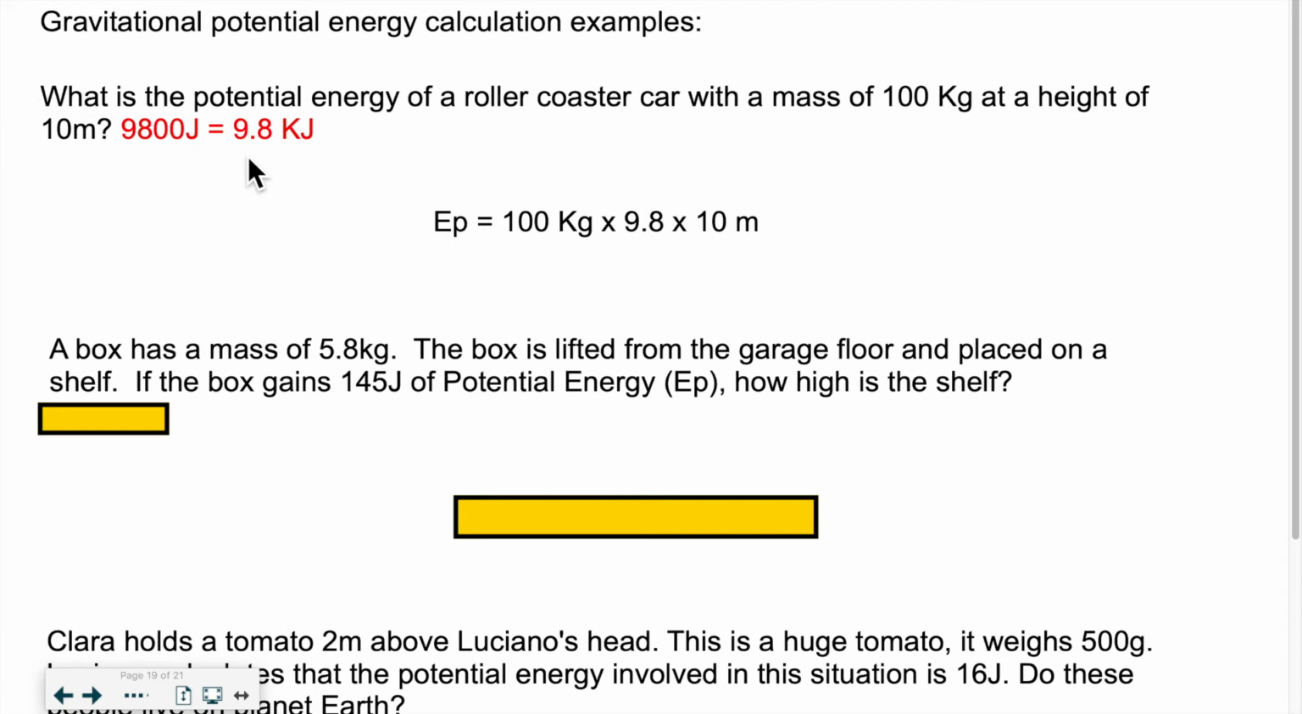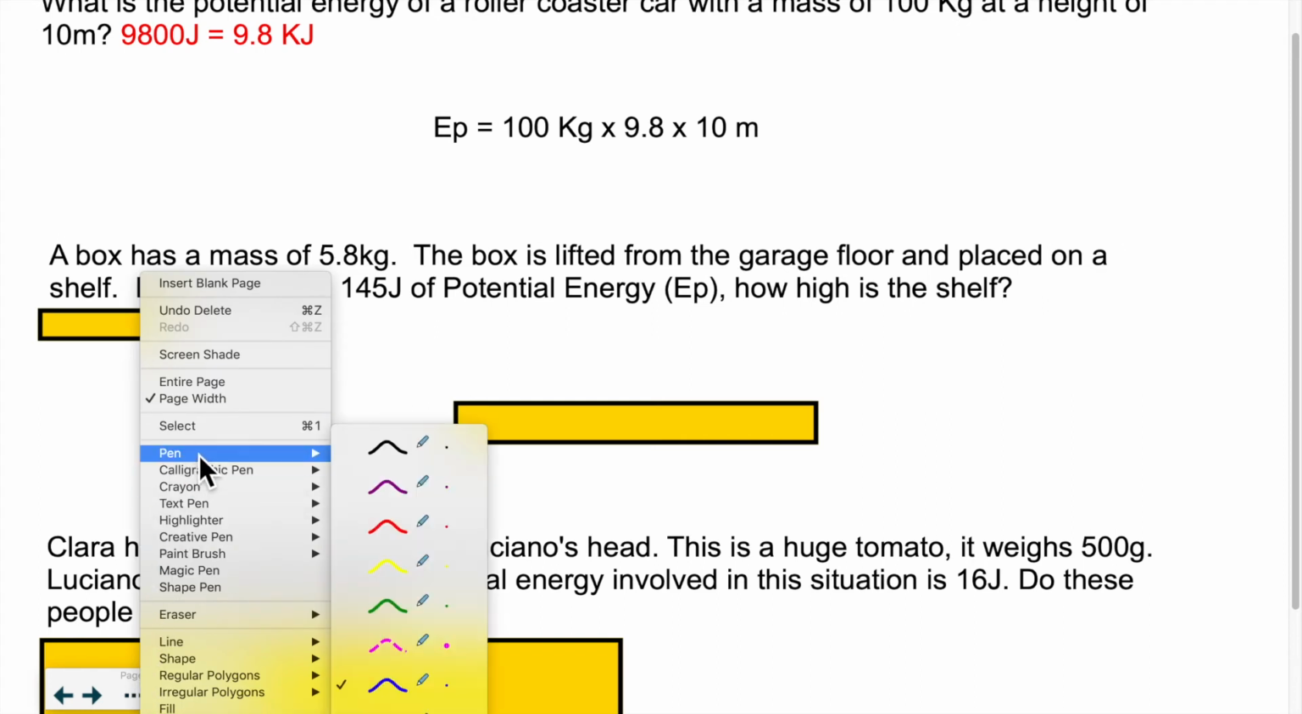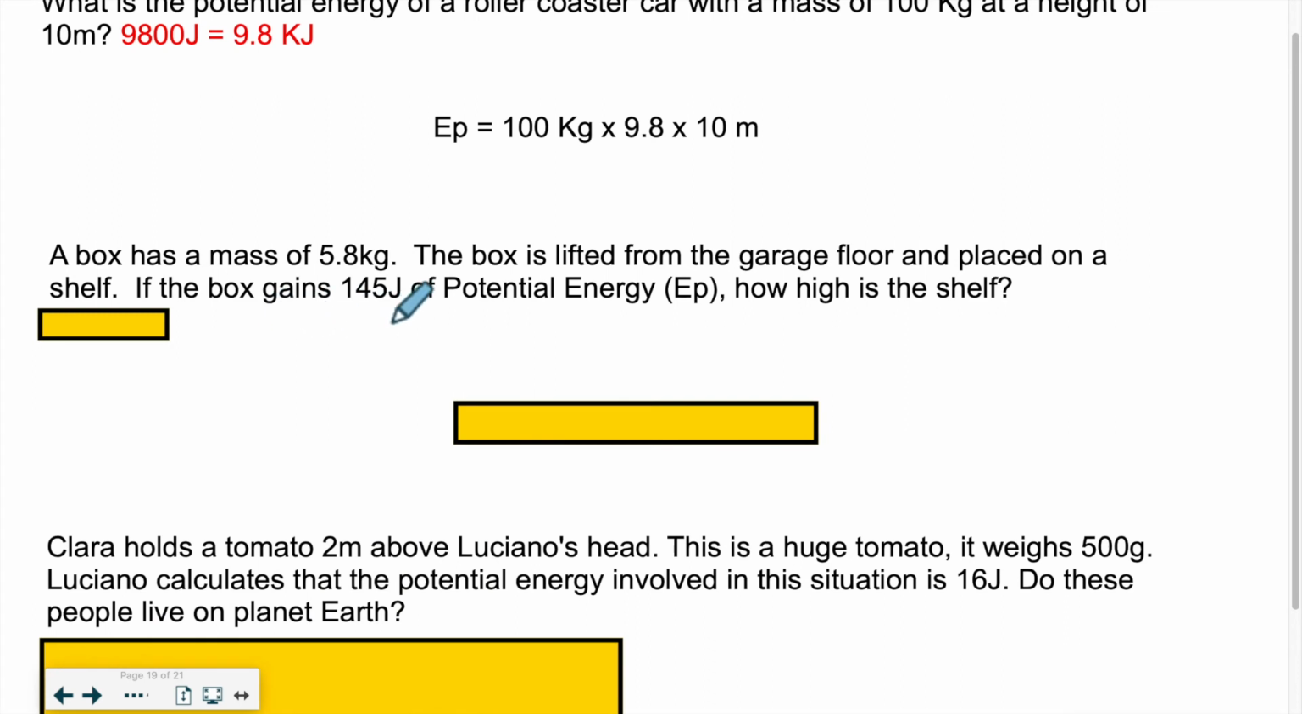So let's look at the second one. A box has a mass of 5.8 kilograms. So we have the mass. The box is lifted from the garage floor and placed on a shelf. If the box gains 145 joules of potential energy, EP, how high is the shelf? Before we plug in the numbers, I just want to clarify something. Here it says that the box gains 145 joules of potential energy.